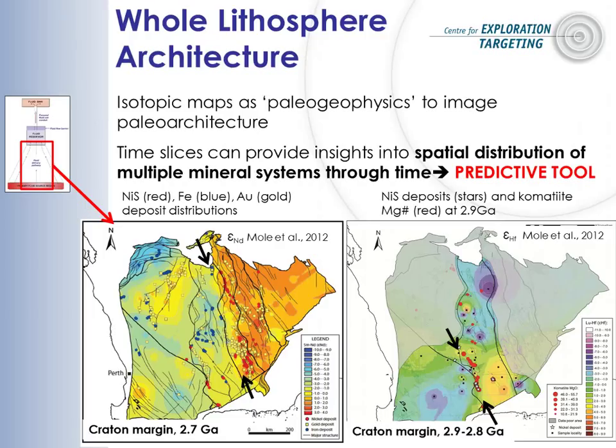And all of the tier 1 nickel deposits lie along it. And when that gets inverted around 60 million years later, it's where all the tier 1 gold deposits are.